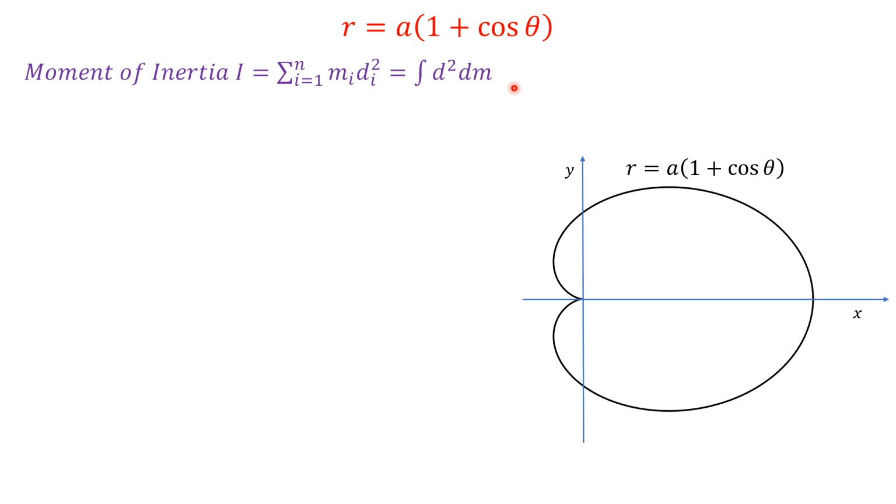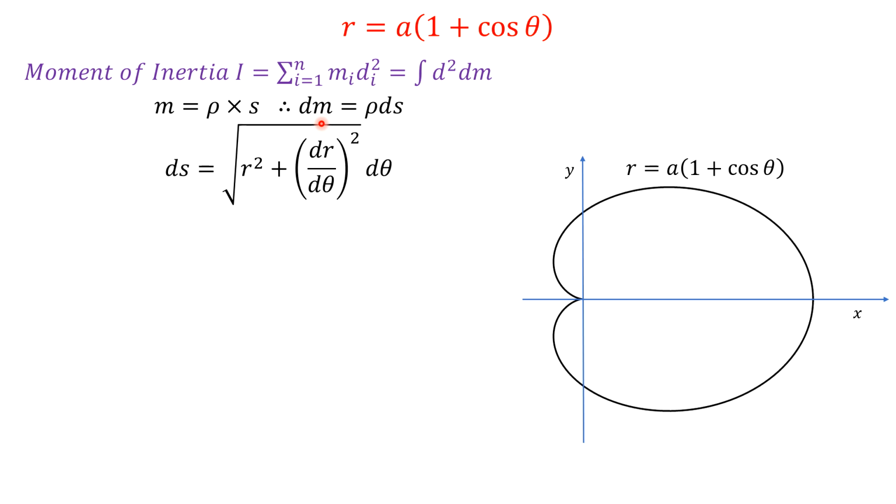This is our cardioid here, which lies in the xy plane. The mass of the arc is density into arc length, and therefore dm is equal to ρ ds. Because we have r as a function of θ, we have polar coordinates, and the formula for ds is under root r² + (dr/dθ)² dθ. So let us calculate this.